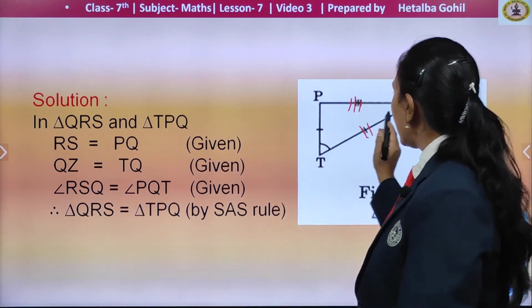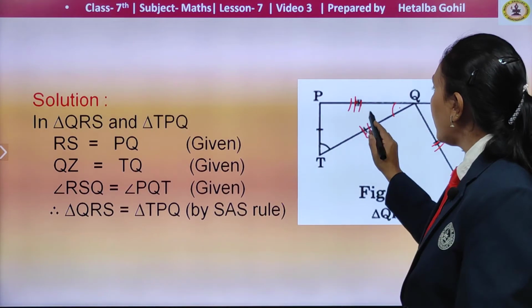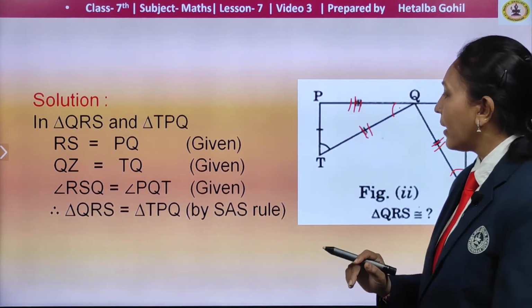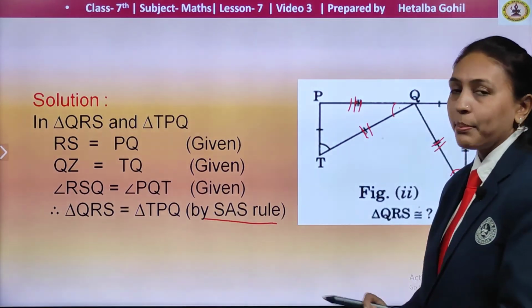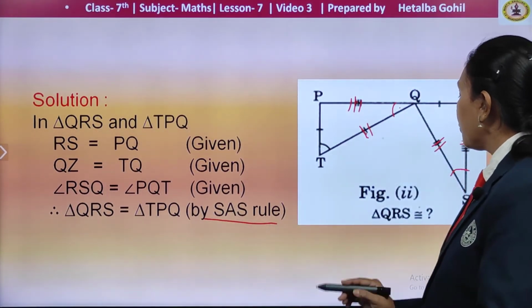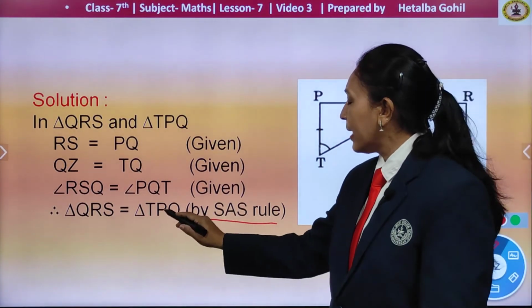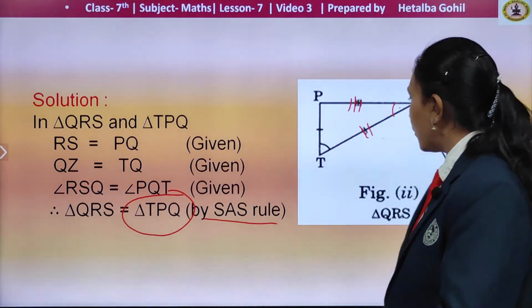Okay. So, you can see side, angle and side, that is two sides and the included angle is given to us. That means the given triangles are congruent by SAS rule. So, which triangle will be congruent to QRS? If we take side, angle and side, it will be triangle TPQ.